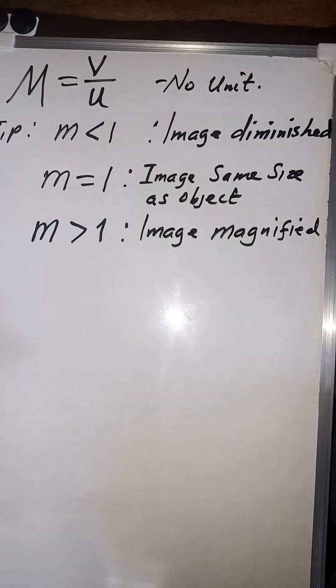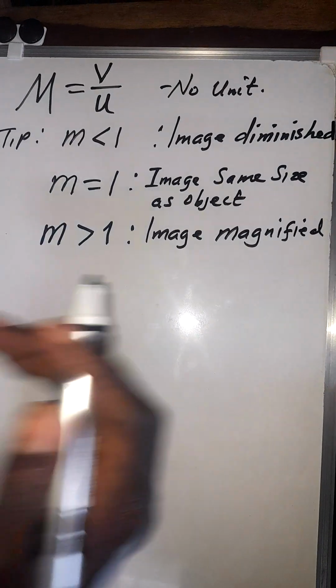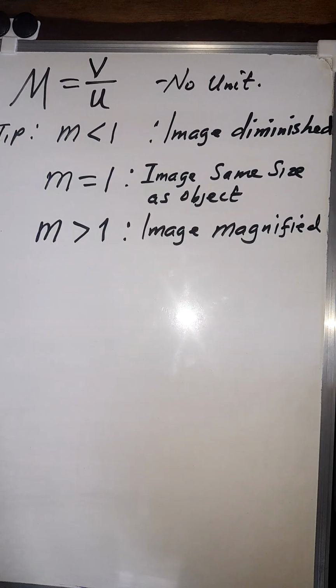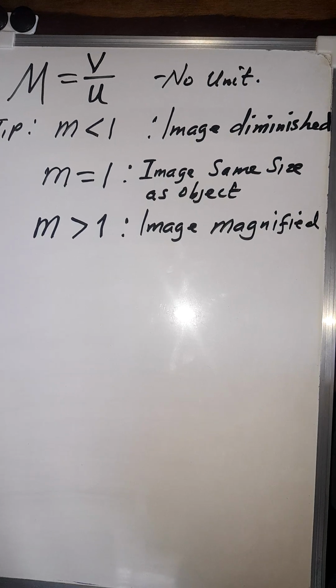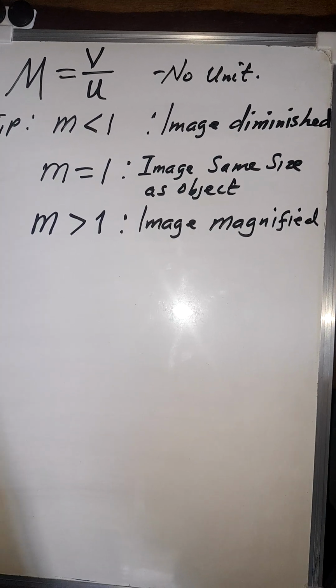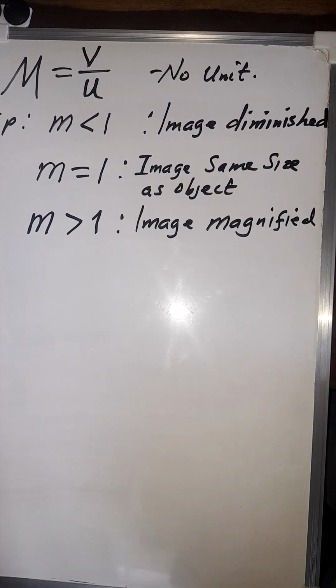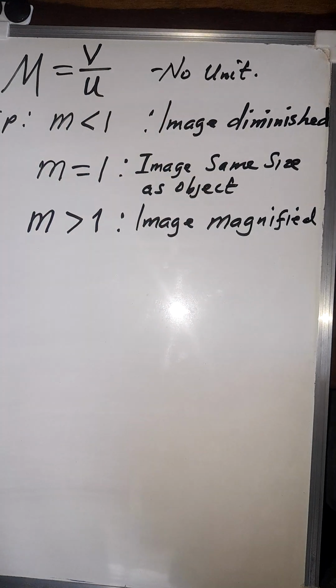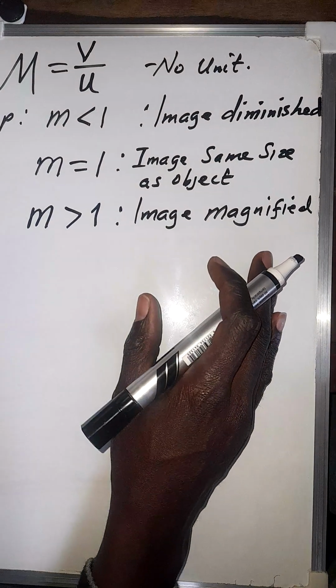So these are important concepts that can quickly help you, because in the exam they can ask you, what are the properties of the image formed? So is it diminished? Is it the same as the object? Or is it magnified? So these tips can quickly assist you to do that.